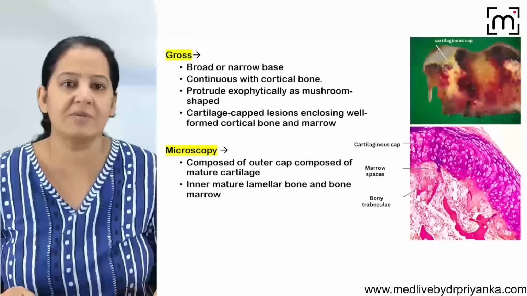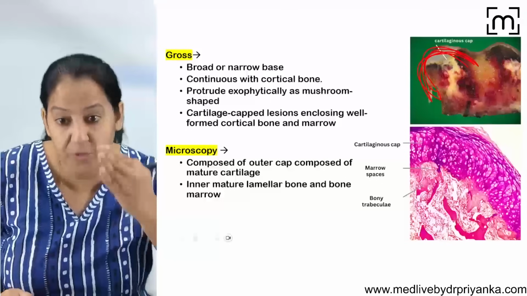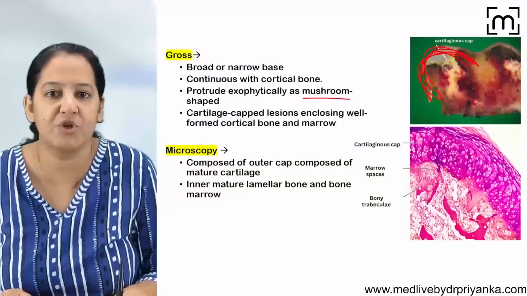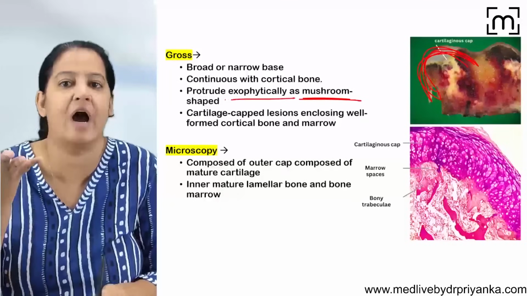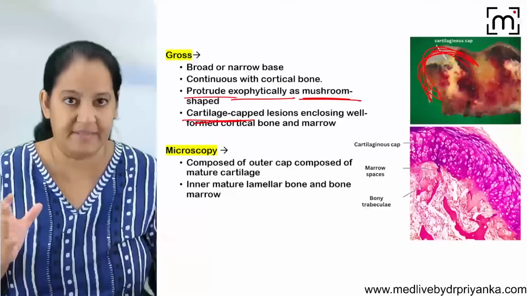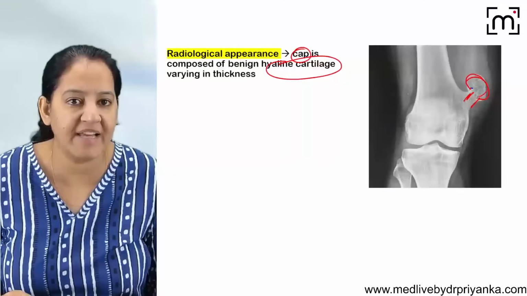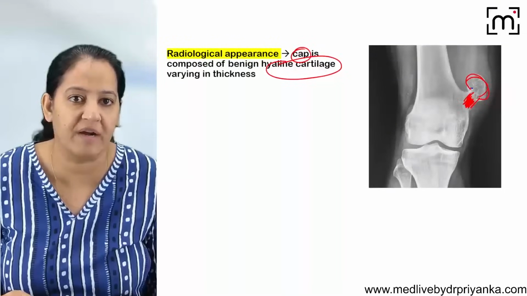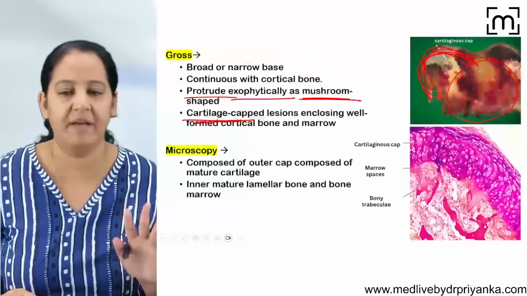Now gross is also the same. You can see the cap. Appreciate the same cap here also, like a protuberance. So you can see it's mushroom shaped. The cap is coming exophytically out. It is protruding out and it is made up of cartilage. And the center contains the bone. The cap is made up of cartilage and the central portion contains lamellar bone. So that is the typical gross.